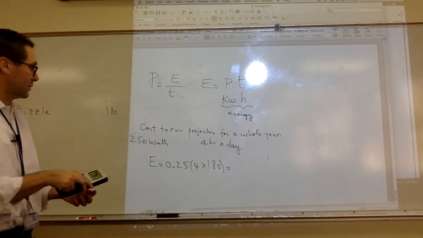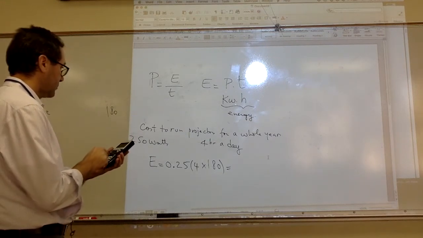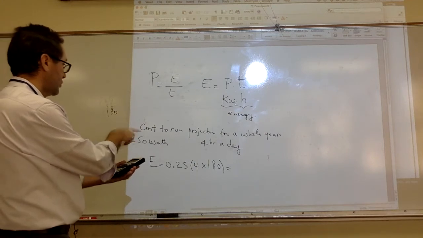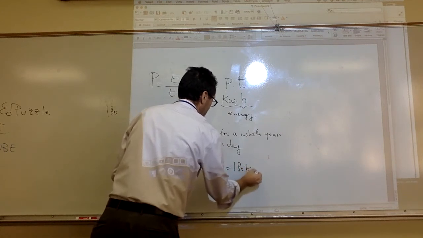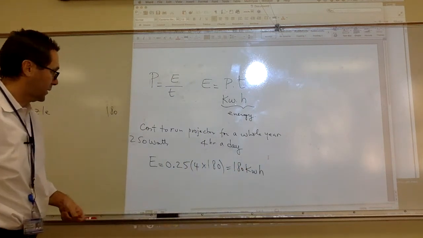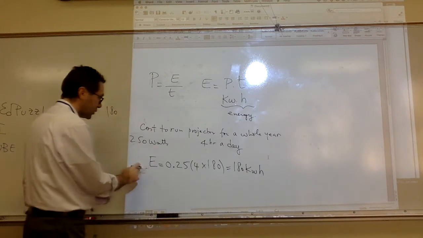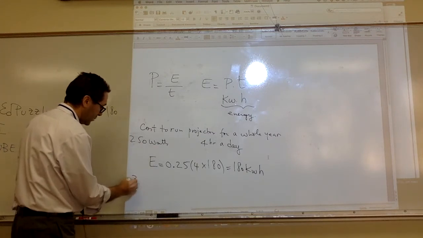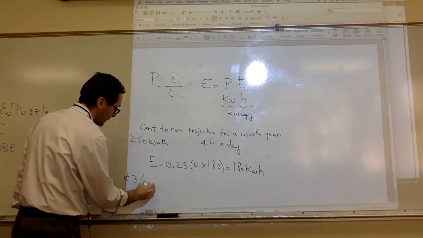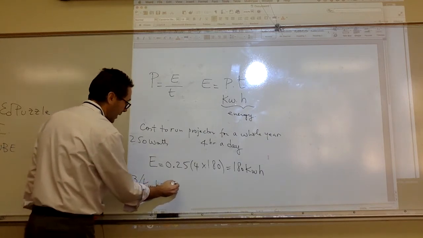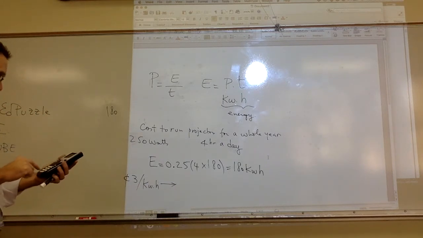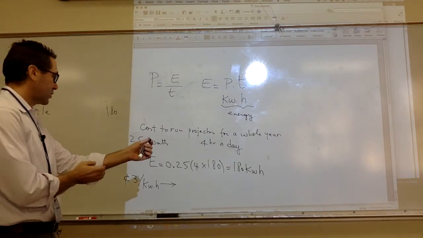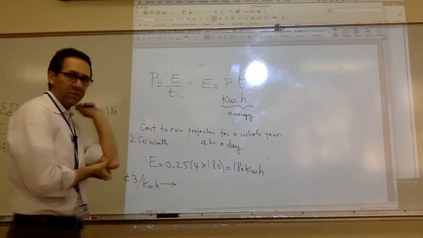So I can do this in here. So 0.25 times 4 is 1. So it's basically 180. So it's 180 kilowatt hours a year. Now let's say the cost of electricity, I'm just guessing, let's say 3 cents per kilowatt hour, not per hour, kilowatt hour. Well, how much money does it cost to run this projector for a whole year? So basically just do 180 times 3, and you should get about 540 cents, which is about $5, $5.50. Okay.